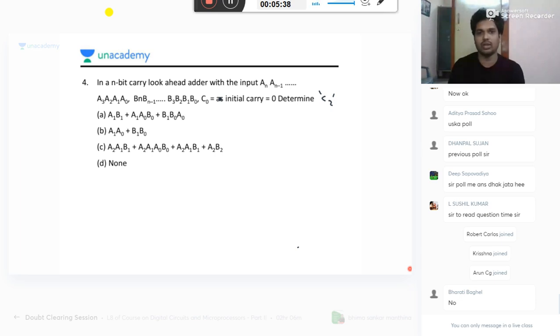In an n-bit carry look-ahead adder with inputs a(n-1) and so on to a0, b(n-1) and so on to b0, c0 equal to initial carry equal to 0, determine c2. Right. Let's start the poll.